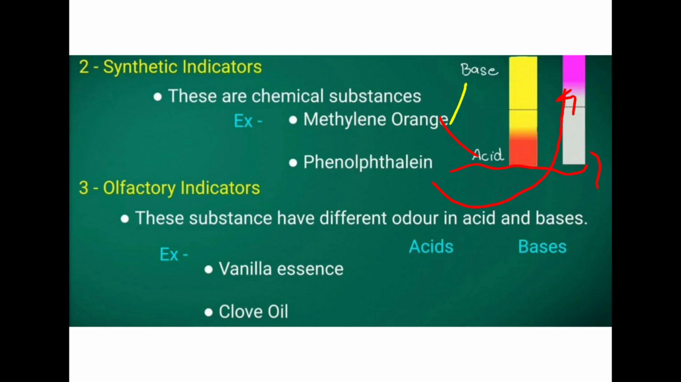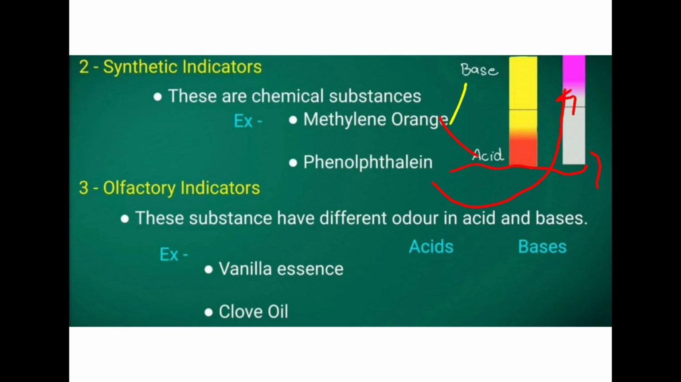Then the next one is olfactory indicators. What are olfactory indicators? We already studied natural indicators, then chemically prepared synthetic indicators. The next one is olfactory indicators. These substances have different odors in acid and bases. If the smell of the substance changes when we keep it in acid medium or alkali medium, that is how we can tell.